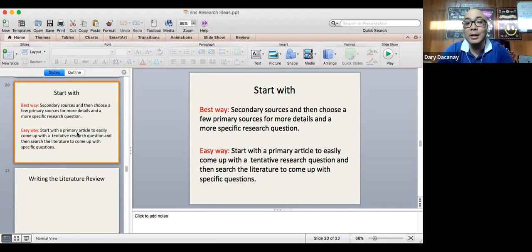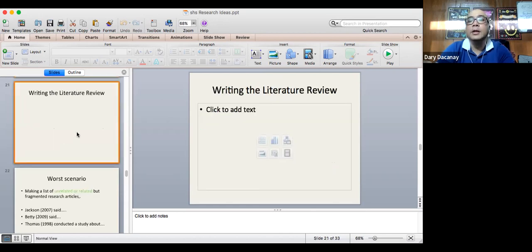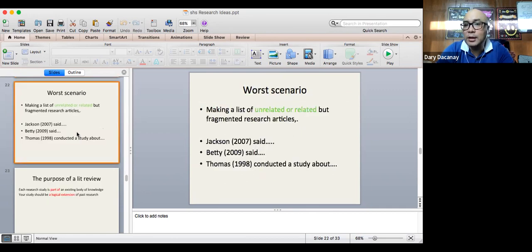So later on na yung gagawin natin, yung questions ninyo and of course the specific questions and the objectives. Now later on, you will have to write your literature review. Okay, you have to make a list of unrelated and related but fragmented research articles. Ito yung pagkatapos ma-approve yung title ninyo, yung 10-3-1 activity. The 10 research titles, then the top 3 and your top choice, and then later on, your formulated research title at saka kung anong research design yun. Is it a case study? Is it an ethnography, phenomenology, or is it a grounded theory?